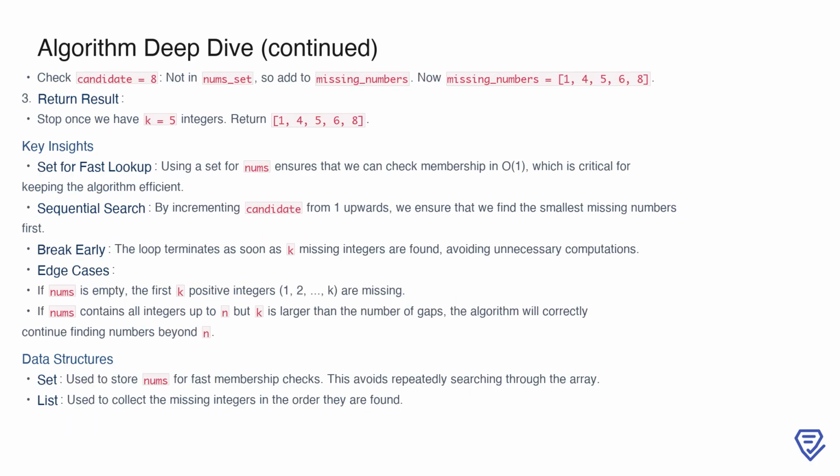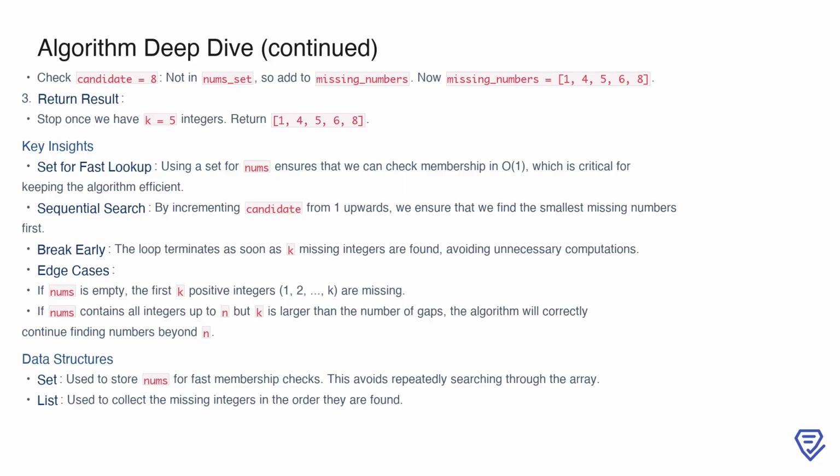Continuing from the same example, after adding 4, the next check is for candidate equals 5, which is also missing, so it's added to the list. We then check candidate equals 6, which is also missing, and candidate equals 8, which is missing as well. At this point, we've identified the 5 missing integers as 1, 4, 5, 6, 8. The algorithm stops once we've reached the required count of k missing integers, and the result is returned.